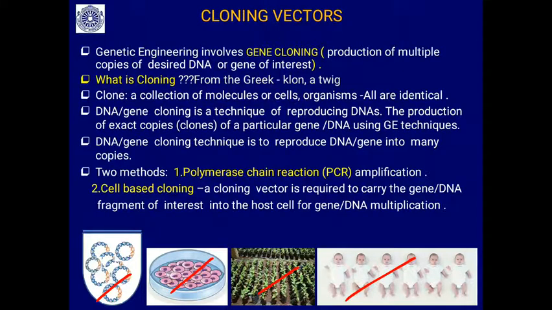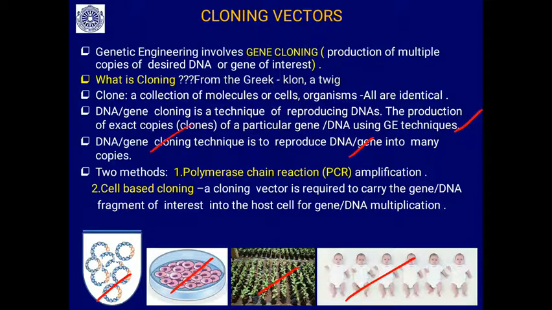DNA cloning or gene cloning is a technique of reproducing DNA, producing more of the same DNA molecules. One DNA molecule is multiplied into millions or billions of molecules. That is what you can see as gene cloning: the production of exact copies, or clones, of a particular gene or DNA using genetic engineering techniques. The aim is to reproduce the DNA or gene into many copies.